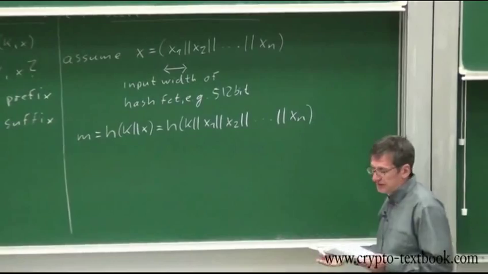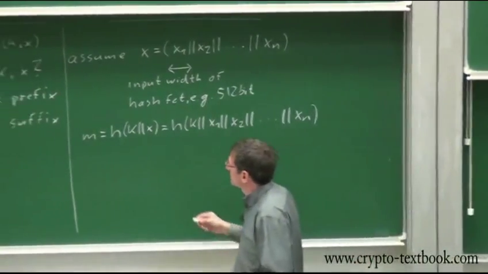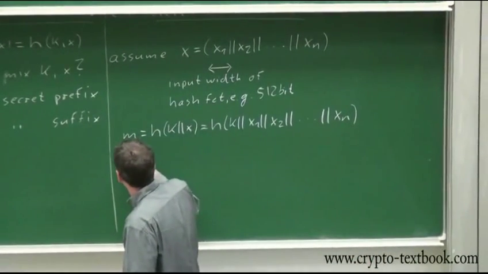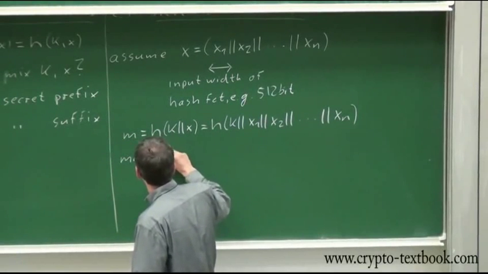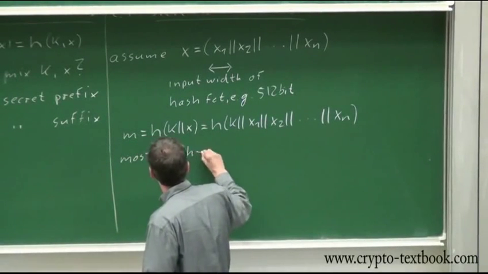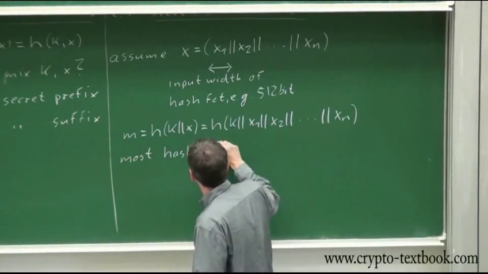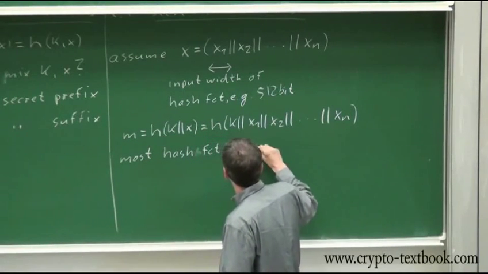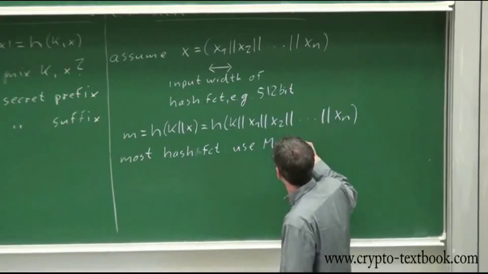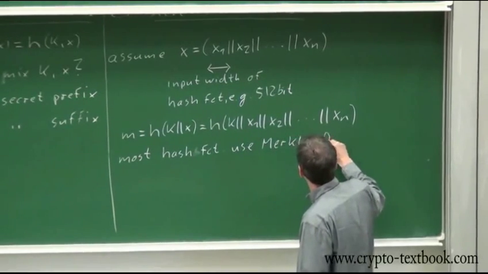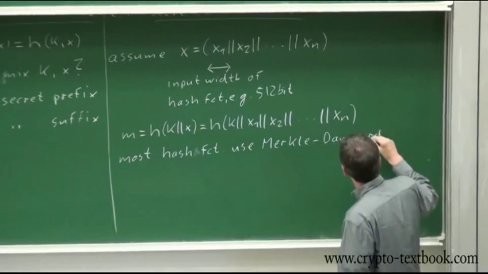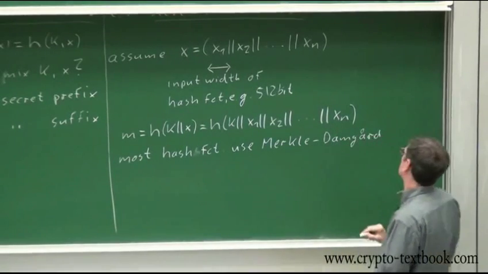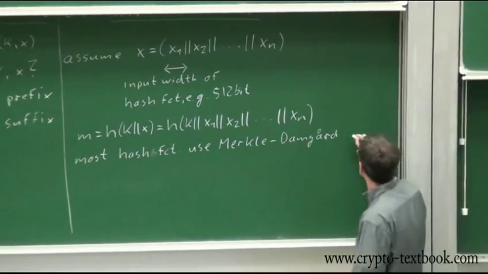Now we have to look into details of how hash functions deal with that. Most hash functions use Merkle-Damgård, with our favorite Danish ladder construction.